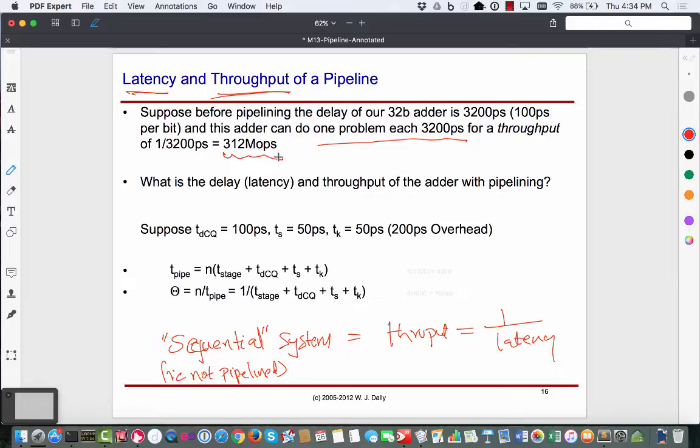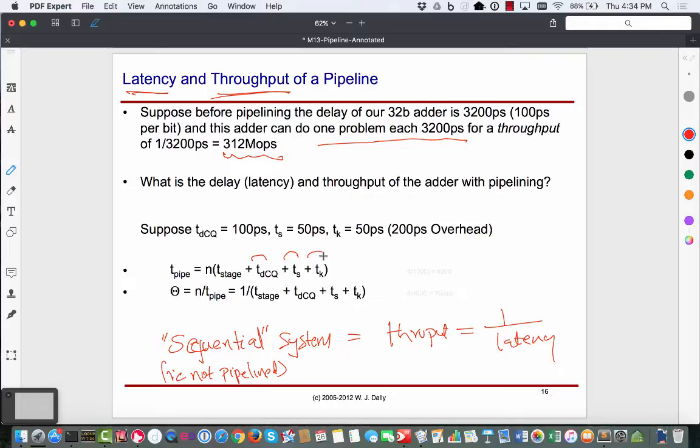So we have 3 things to worry about. TDCQ, which is the delay in the register from clock to the output. TS is the setup time. Remember, that was in our equation. And let's see who remembers. What is TK? Skew. Remember, that was another nasty bit that we had. Clocks not reaching all the flip-flops at the same time. So that was also eating into our clock budget.